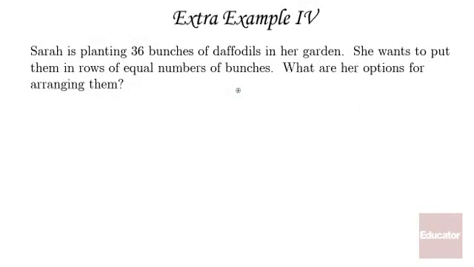Sarah is planting 36 bunches of daffodils in her garden. She wants to put them in rows of equal numbers of bunches. What are her options for arranging them? So let's come up with all the different ways that we can get 36. 1 times 36, 2 times 18, 3 times 12, 4 times 9, 5 doesn't work, and 6 times 6. So we meet in the middle.